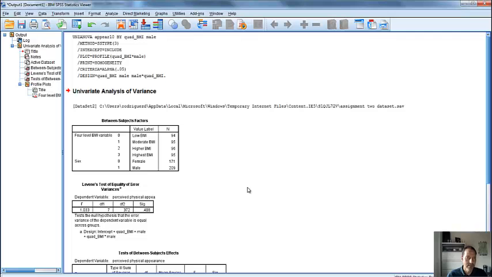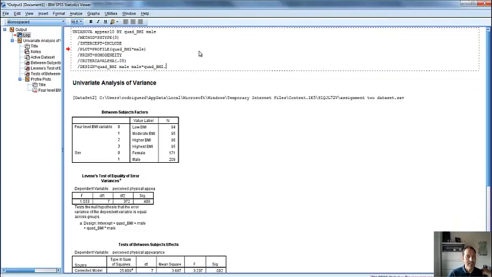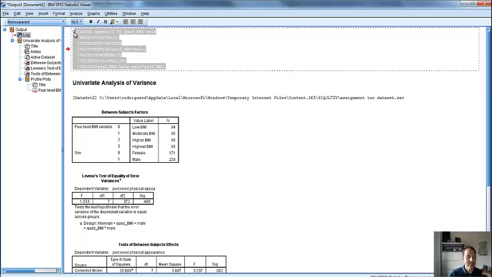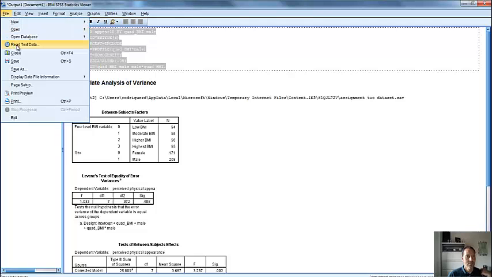Okay, so here's our output. Again, here's your code. Remember, for those of you who are interested in coding, if you double click the box for that code and highlight it, you can copy this and paste it into your very own syntax file.